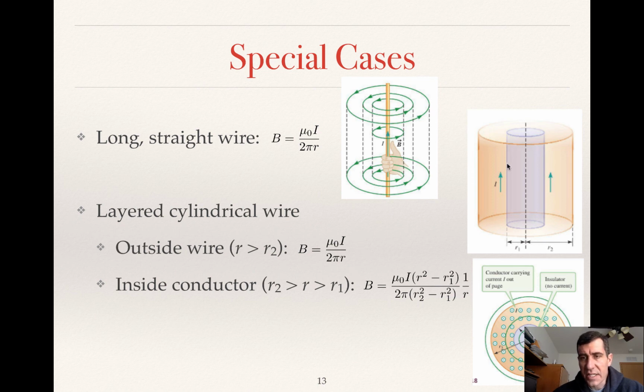If you're inside the conducting piece, that's the orange bit here, you get an expression like this, which has to do with the difference in radii of the currents. And then finally, if you're inside the insulator, that's this purple part on the inside here, there is no current, so the field is zero.